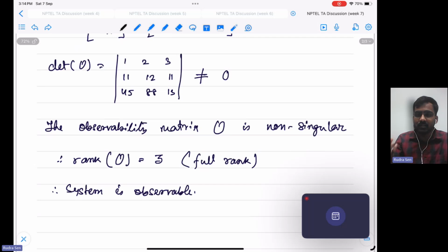So we need to estimate the velocity and acceleration, these two states, using this observer. Using this observer, we will estimate the velocity and acceleration, and then we can design the controller.